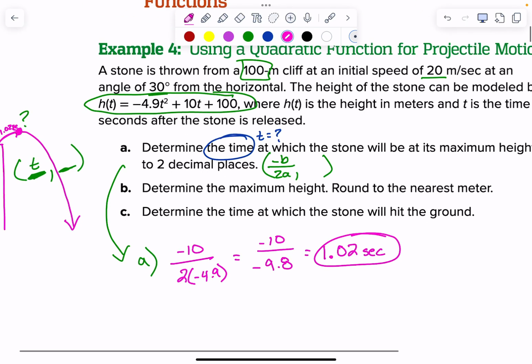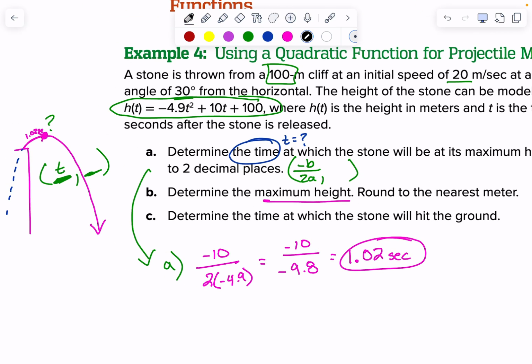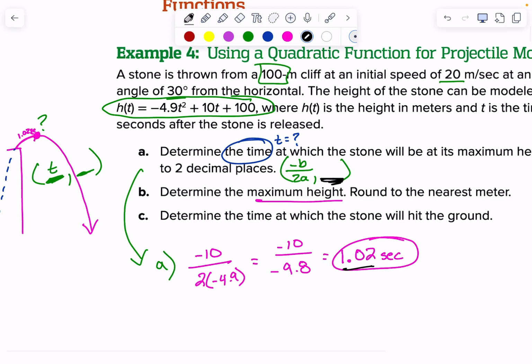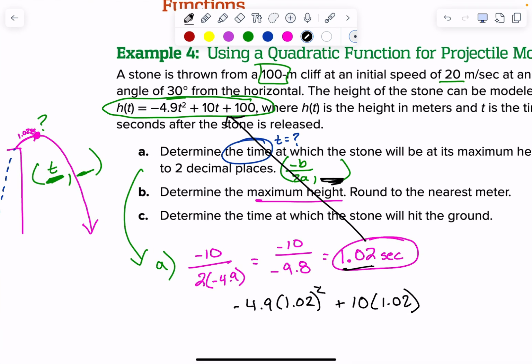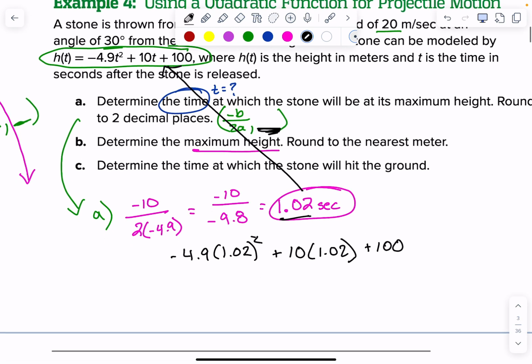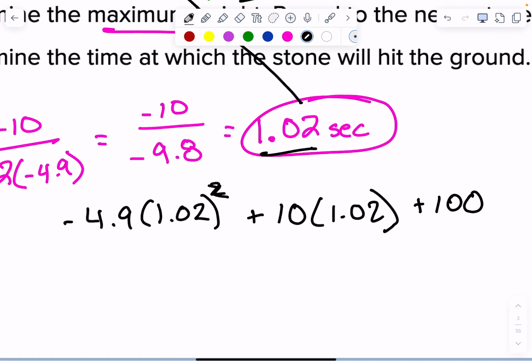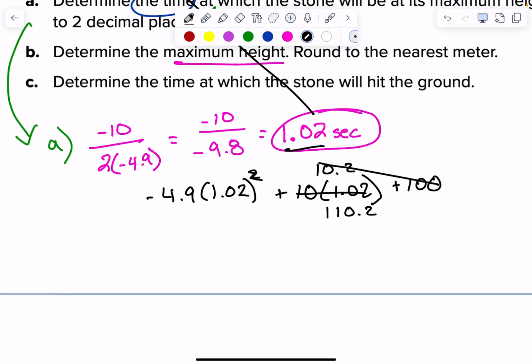Part B says determine that maximum height. Now we're trying to find the y coordinate, so I'm going to plug that 1.02 seconds in here to find where it's actually at for the highest point. Does that make sense? So negative 4.9 times 1.02 squared, don't forget to square it, plus 10 times 1.02, plus 100. I try to do some stuff in my head if I can. For example, 10 times 1.02 is 10.2, and that's 110.2.